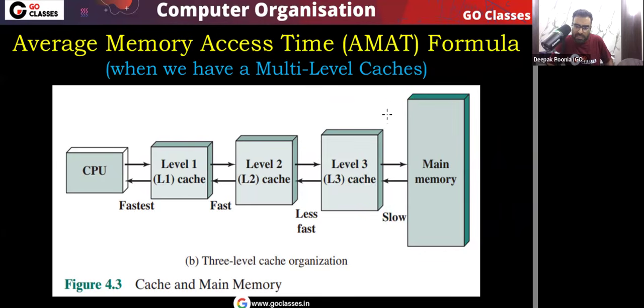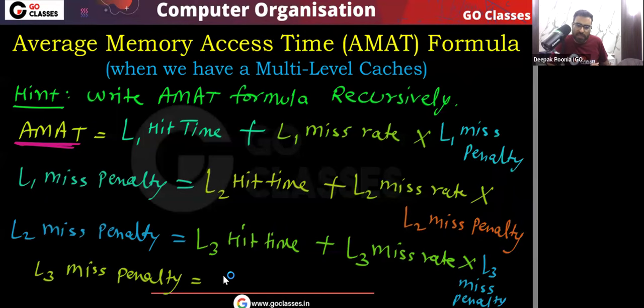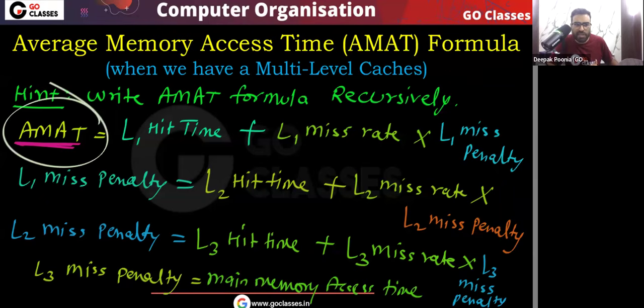So you can see when there is a miss in the L3 cache, then we will access the main memory. That's it. Yes or no? So you can see that this L3 miss penalty is the same as main memory access time. Okay, so that's it. This is your average memory access time formula when we have multi-level caches.